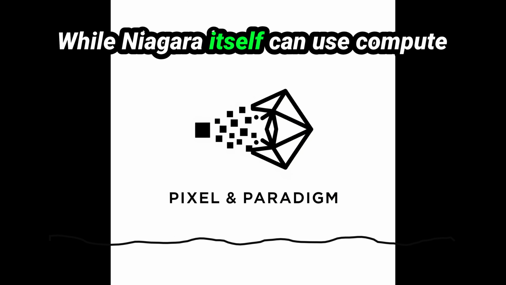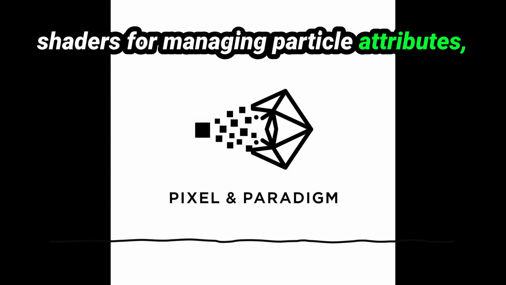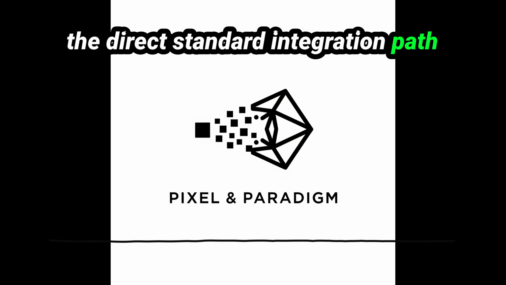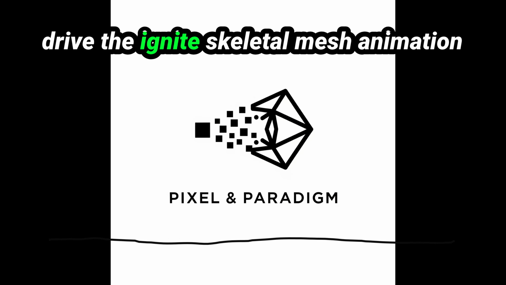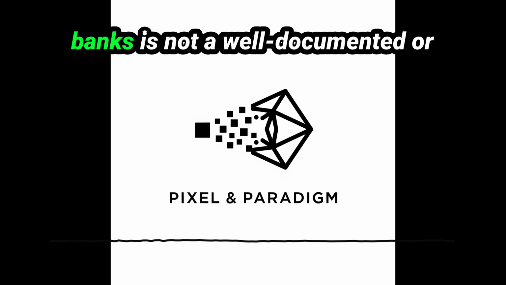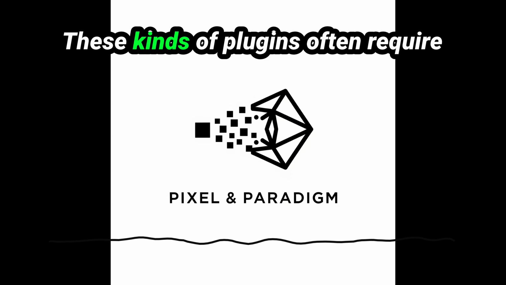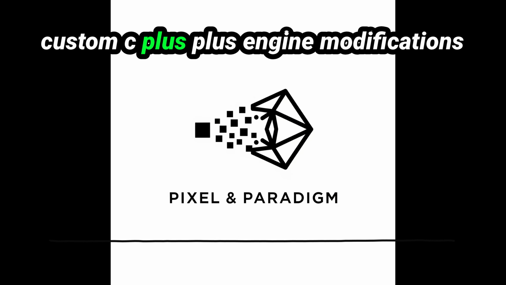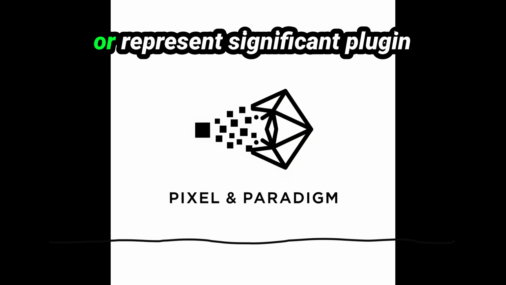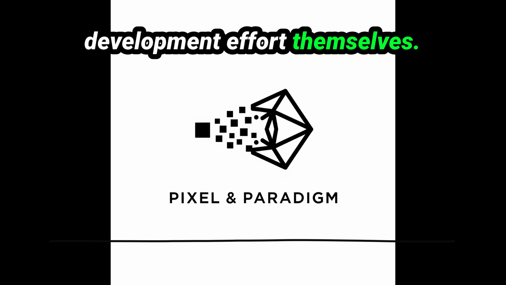While Niagara itself can use compute shaders for managing particle attributes, the direct standard integration path for having a custom compute shader drive the Nanite skeletal mesh animation banks is not a well-documented or easily accessible feature out of the box. These kinds of plugins often require custom C++ engine modifications or represent significant plugin development effort themselves.